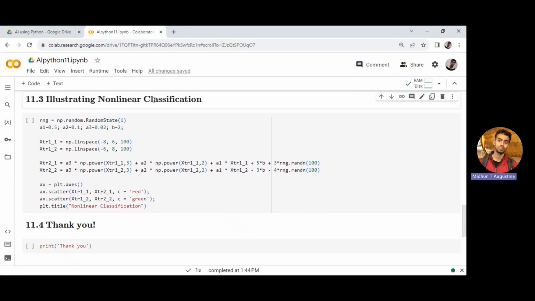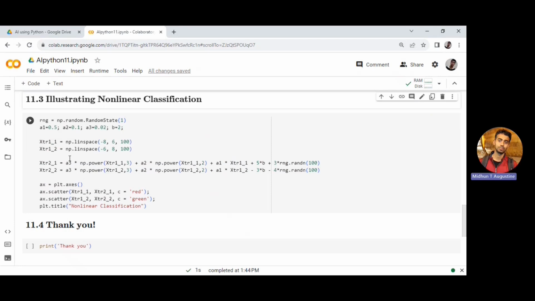Next, we move on to the illustration of nonlinear classification. And here also we are using a similar example with 2D data, whereas here the data points are selected using a nonlinear relationship. And here also underscore 1 denotes the data points corresponding to class 1 and underscore 2 denotes the data points corresponding to class 2. Now we define xtr1_1 as 100 data points in the interval -8 to 6, and xtr1_2 is chosen as 100 data points in the interval from -6 to 8.